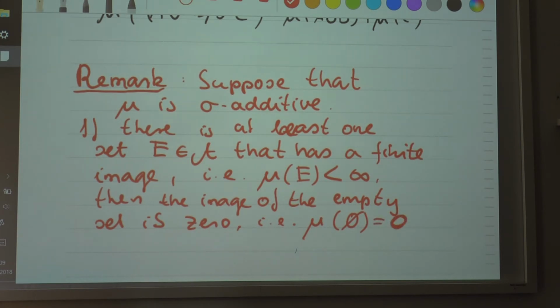On the other hand, the contrary is not true. So just because the image of the empty set is 0, it doesn't imply that there is at least one set from this algebra that has a finite image. So this is not true. But if there is at least one set which has a finite image, then the image of the empty set will be 0. I will prove this right now.